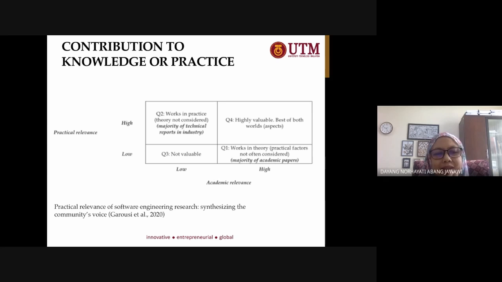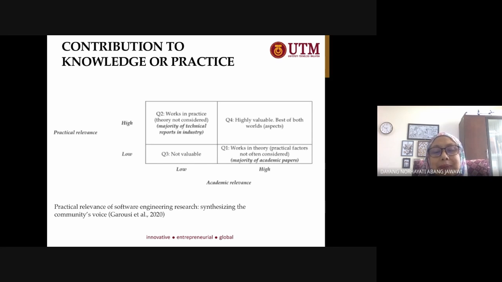So in this paper, we talk about the difference, the quadrants of when we're talking about practical relevance and academic relevance. Because when you write your contribution in your thesis or in your paper, usually we write it from 2 points of view: from the academic point of view, what our contribution is in terms of the body of knowledge, and what contribution we made from the practical point of view, or from the software engineer point of view.